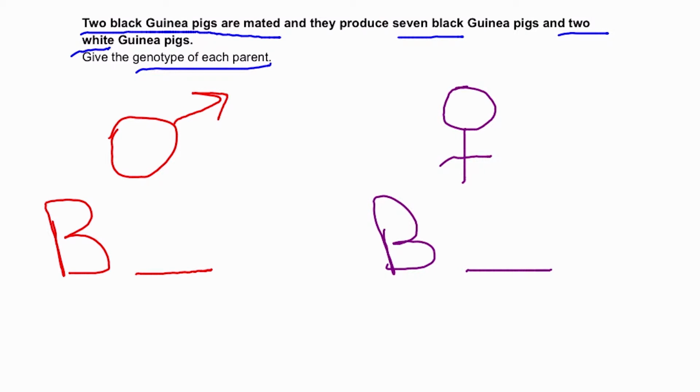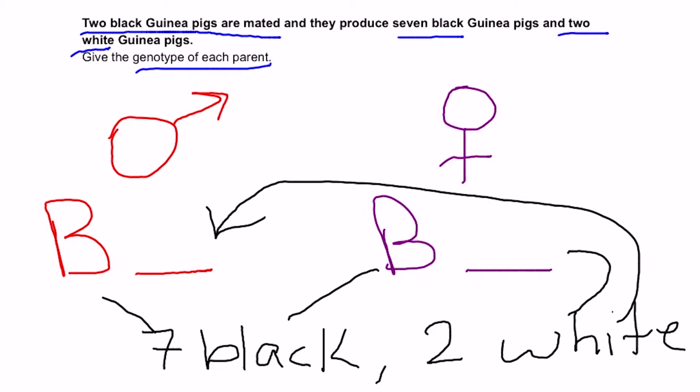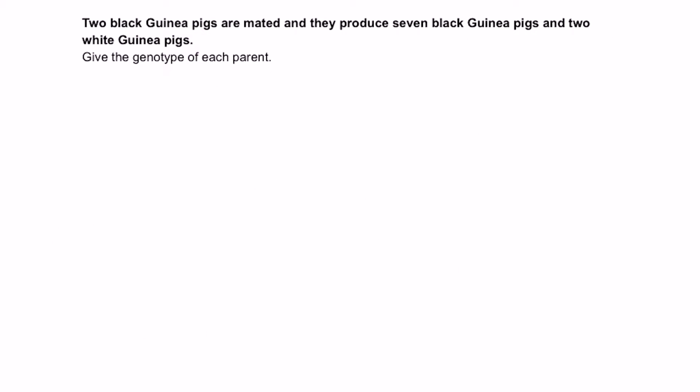Alright, so we're going to do a little bit of a different problem, and I set this up already. As you can see, there are 2 black guinea pigs that are mated, and they produce 7 black guinea pigs and 2 white guinea pigs, and it asks for the genotype of each parent. Now, we don't know exactly what the genotype is, but with the father, we know it's going to have a big B, and the same with the mother, because they are both black. But the fact that they produced 2 white guinea pigs means they're both going to need 2 recessive alleles for that. So both of them are going to be heterozygous, big B, little b.